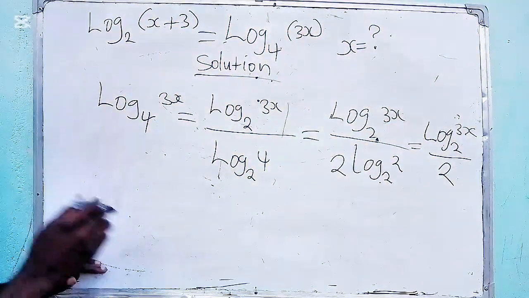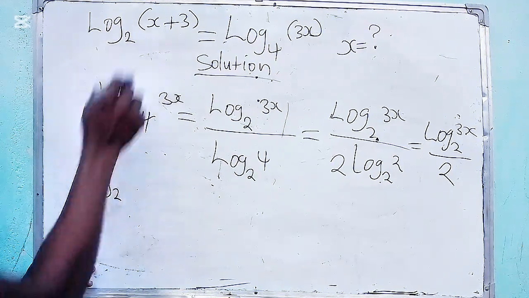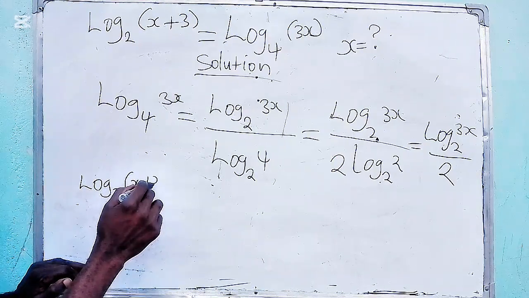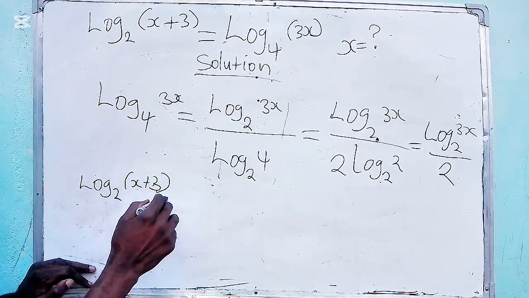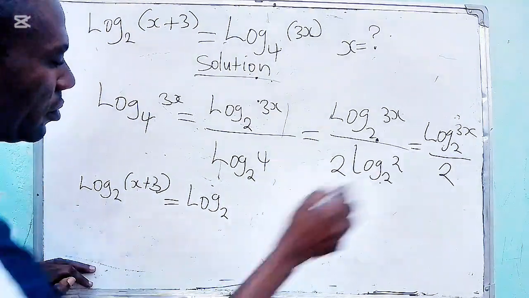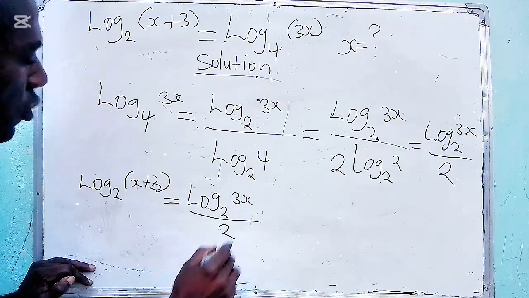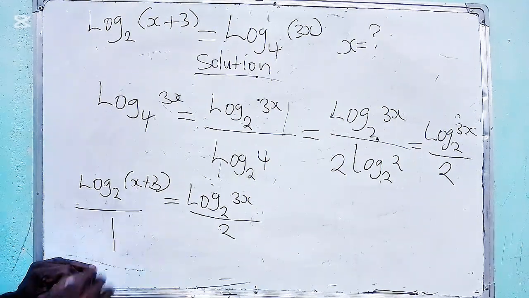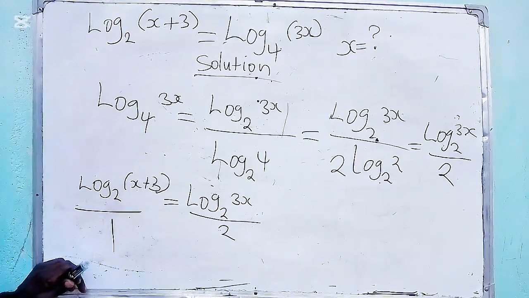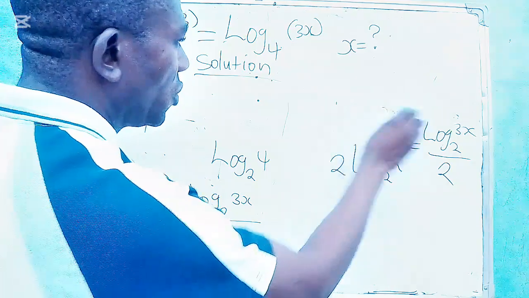At this point, we're going to equate it this way, which is log 2 raised to power x plus 3 equals log 2 raised to power 3x all over 2. We can make this one over 1 so that we can cross multiply. We can cross multiply. So let me remove this so that we can have a space to do our work.